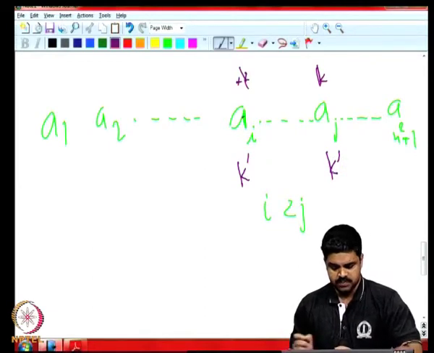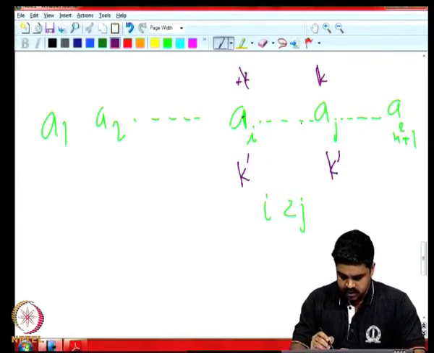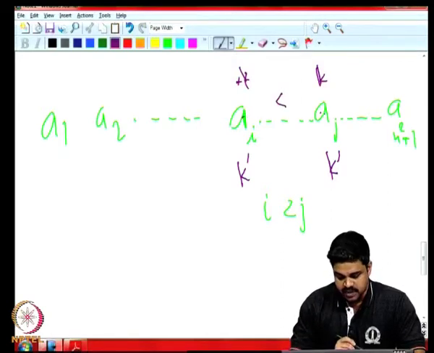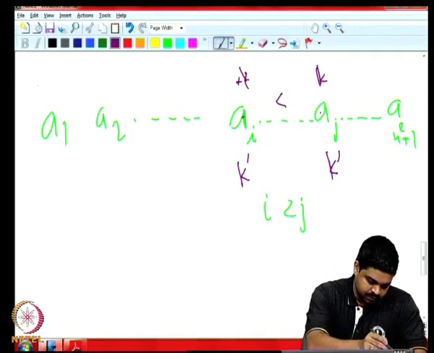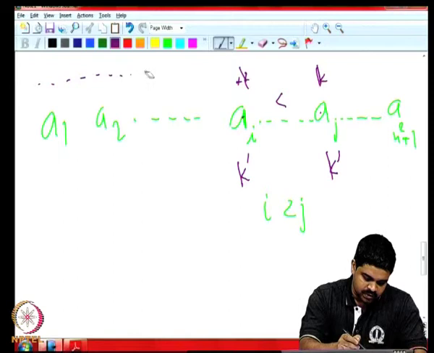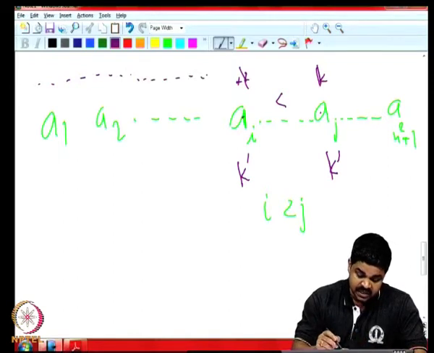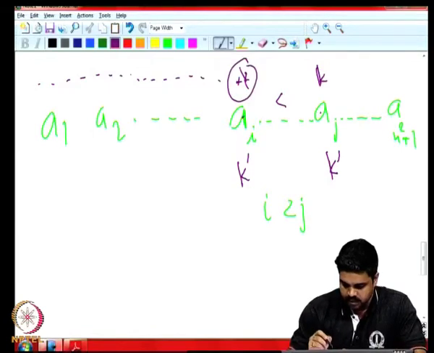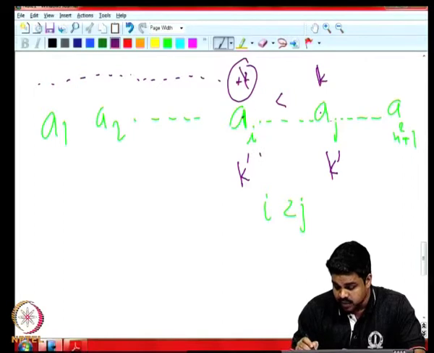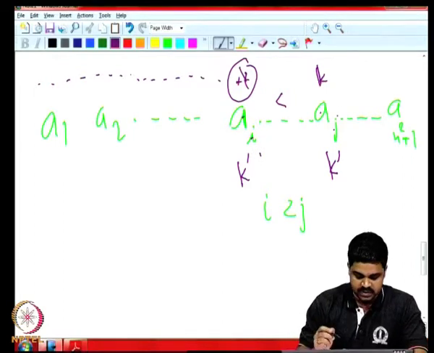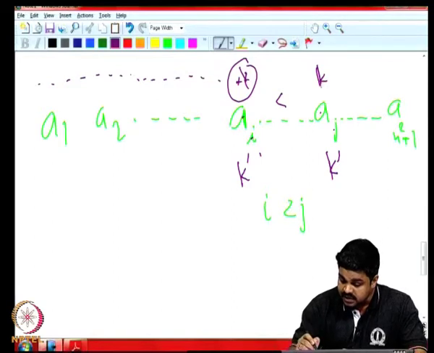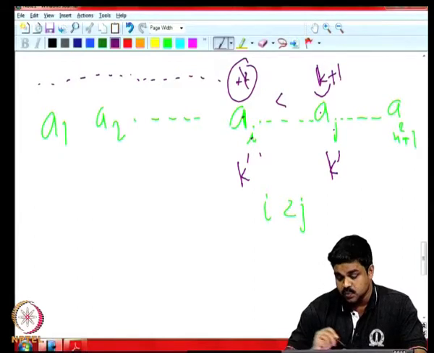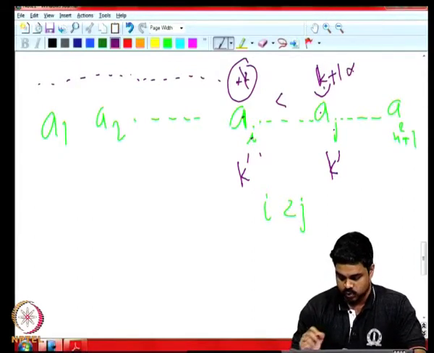So there is a problem here. But then ai and aj are different numbers. Suppose this aj was bigger than ai. Then there is a contradiction, in the sense that if you count the number of elements in the biggest increasing sequence up to ai, that was k. Now with that increasing sequence you can put aj also after ai, and we will get one increasing sequence ending at aj with at least k plus 1 elements in it. So how can it be k? So this was wrong.